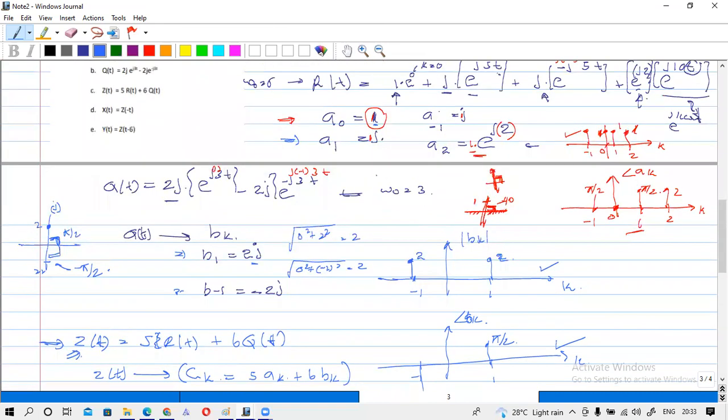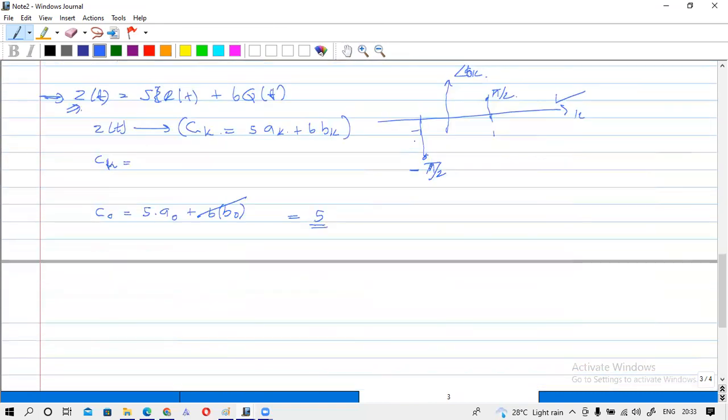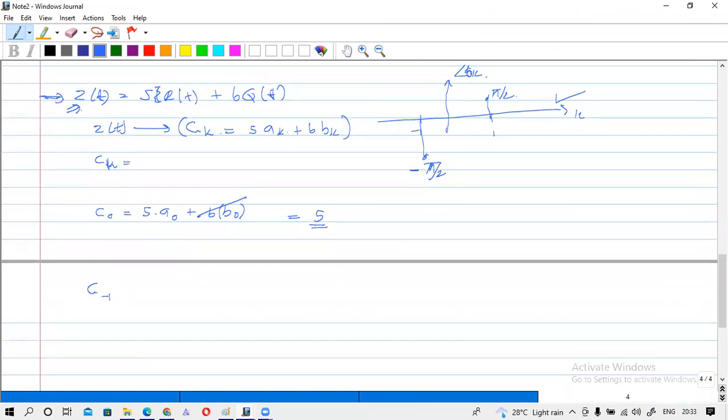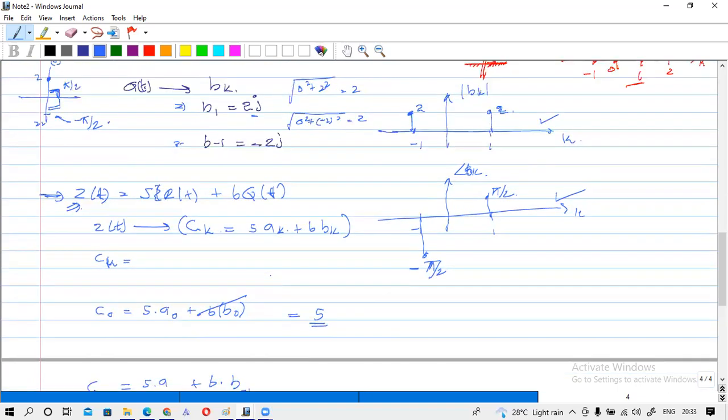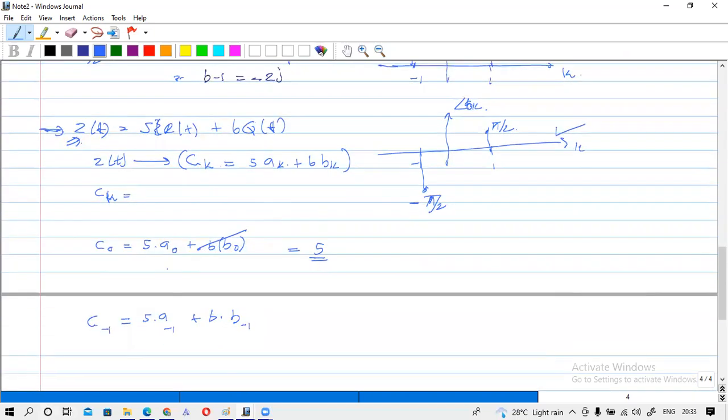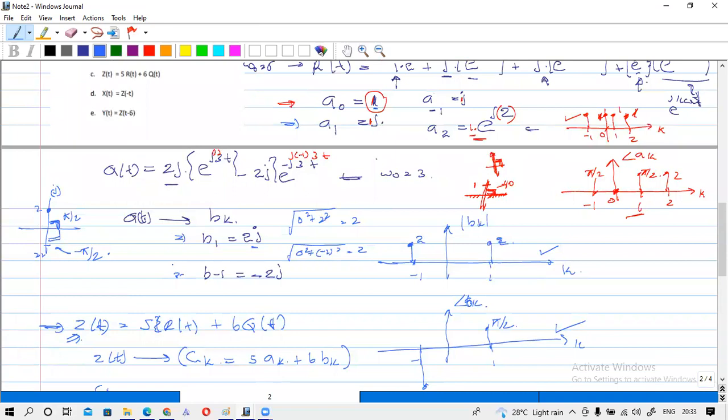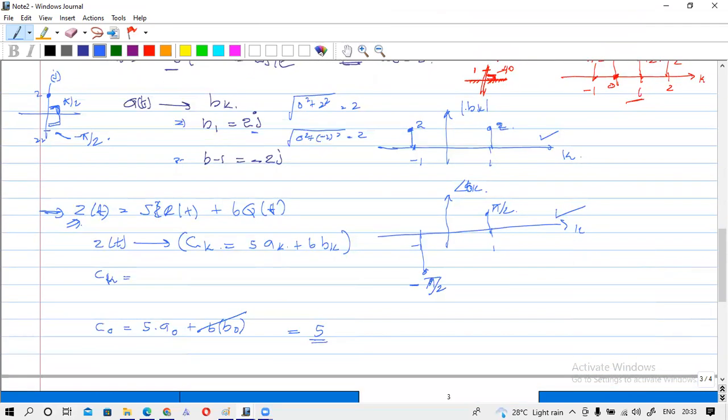And if you consider a minus 1, so we have c minus 1 also. So c minus 1 will be 5 a minus 1 plus 6 b minus 1. So we have a value for b minus 1. What is that? That is minus 2j. a minus 1 is j and b minus 1 is minus 2j.